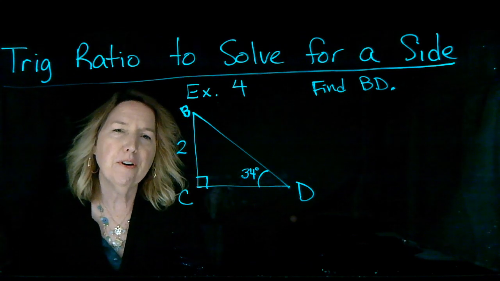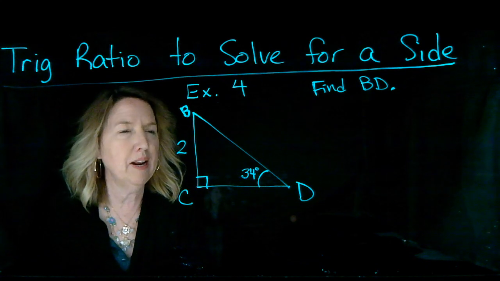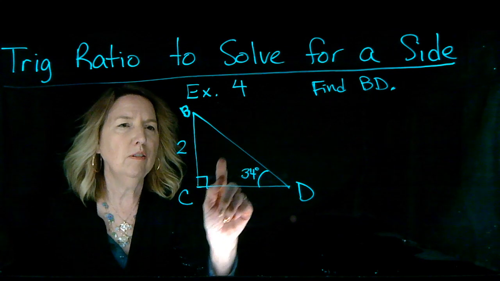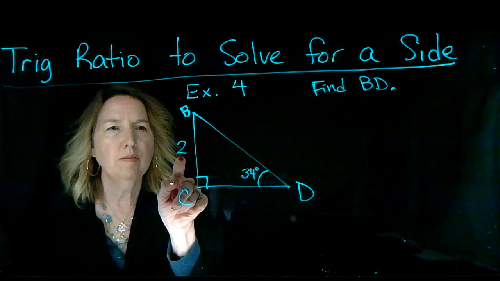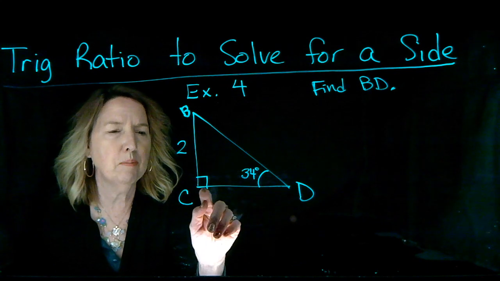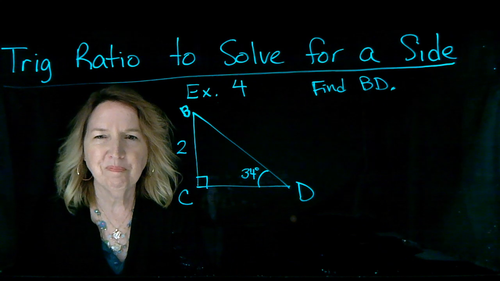All right, this is a very important example because the math is going to be a little bit more complicated on this one. Well, let's see what we've got here. We've got this right triangle. We have a side labeled as 2. We have a hypotenuse not labeled and an adjacent. And here's our reference angle.